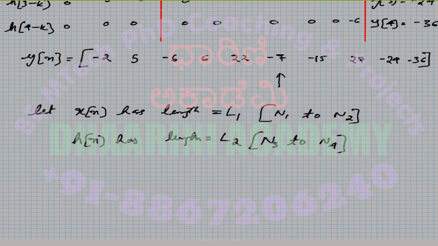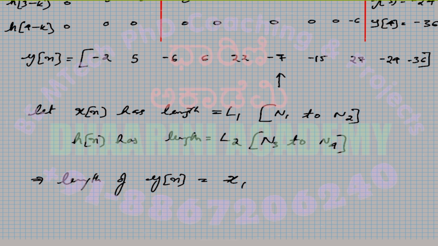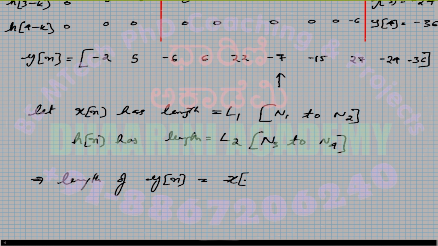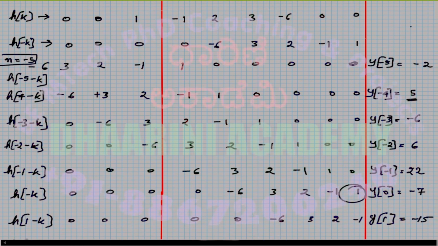Now let us do things. Then this is the result. This implies the length of y of n you obtained by the convolution, I can simply write x of n convolution h of n, right? Length of this function, I'll call it as L, is equal to L1 plus L2 minus 1. That is the length. Just verify now. So let's go back to this and you verify.